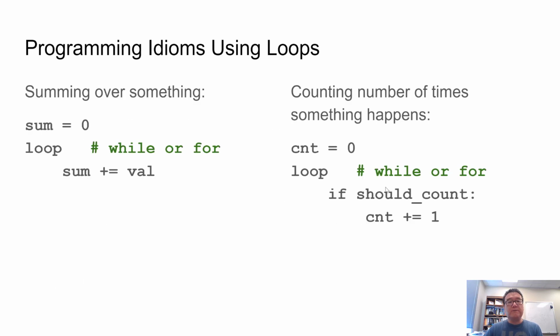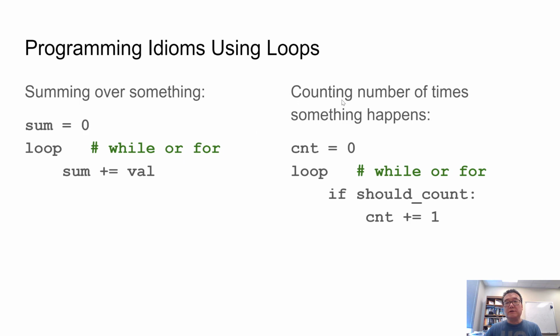So there are several important programming idioms using loops. For example, if we want to compute the sum over something, a bunch of values added up, then we will initialize the value to 0. Then we will loop through all the values. And then we will use sum plus equals value, which is the same as sum equals sum plus value. So the loop can be either while or for, whichever way is convenient. And oftentimes the code can be written in both ways. It's kind of up to one's preference.